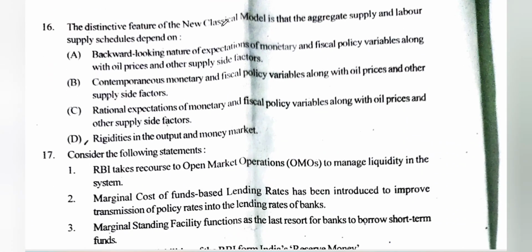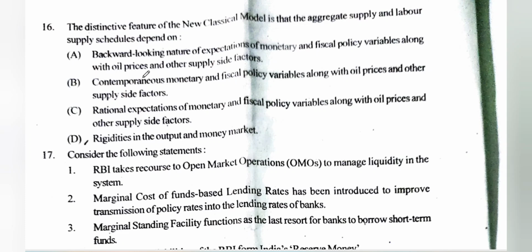Question number 16. The distinctive feature of the new classical model is that the aggregate supply and the labor supply schedule depend on option A, backward-looking nature of expectation of monetary and fiscal policy variables along with oil price and other supply-side factors.